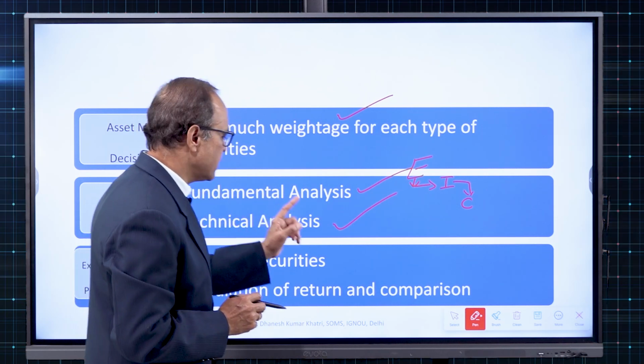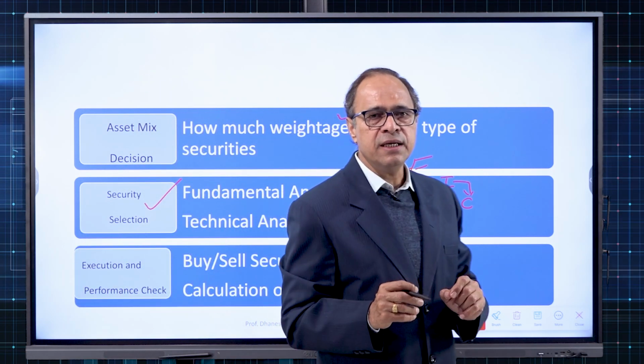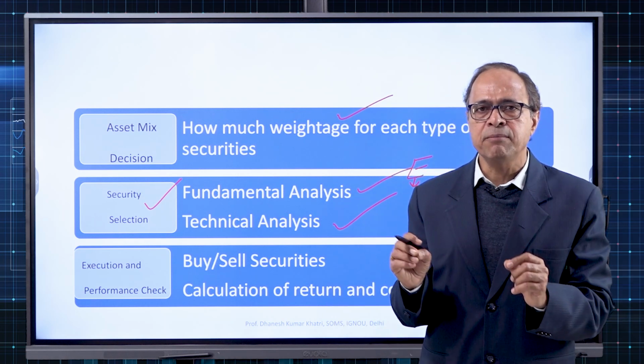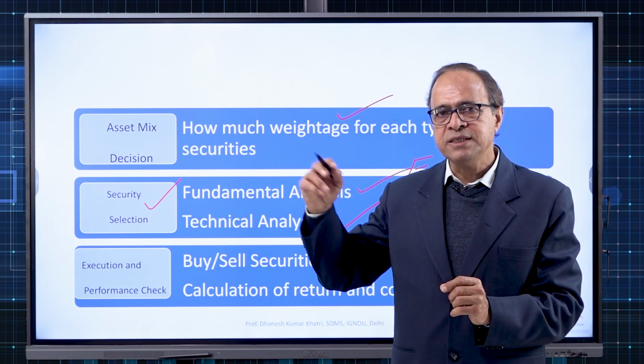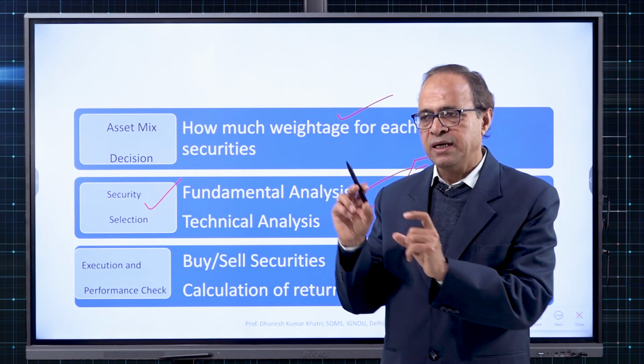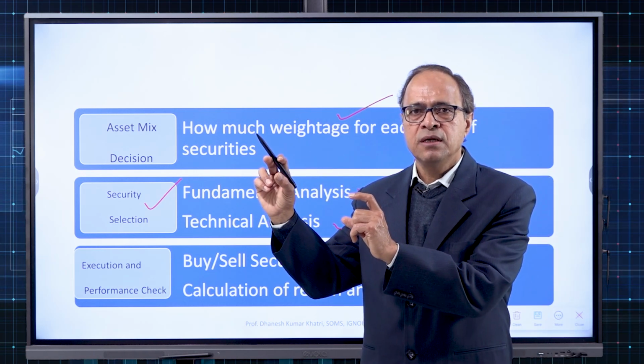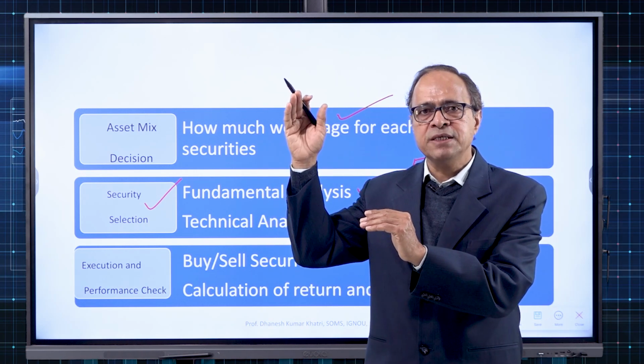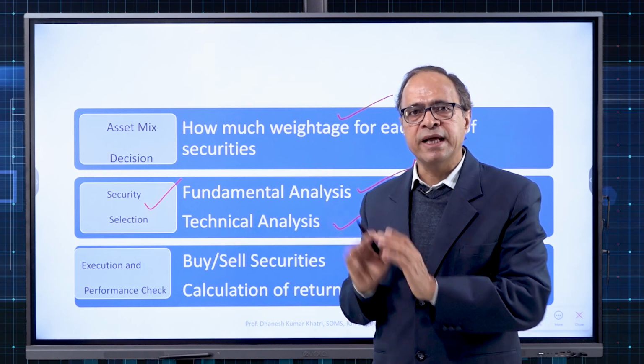Technical analysis. In technical analysis, you simply read the market trend, that how the prices are moving in the market, and that price movement is that likely to be bullish in future. Bullish means rising prices, or bearish means declining prices.